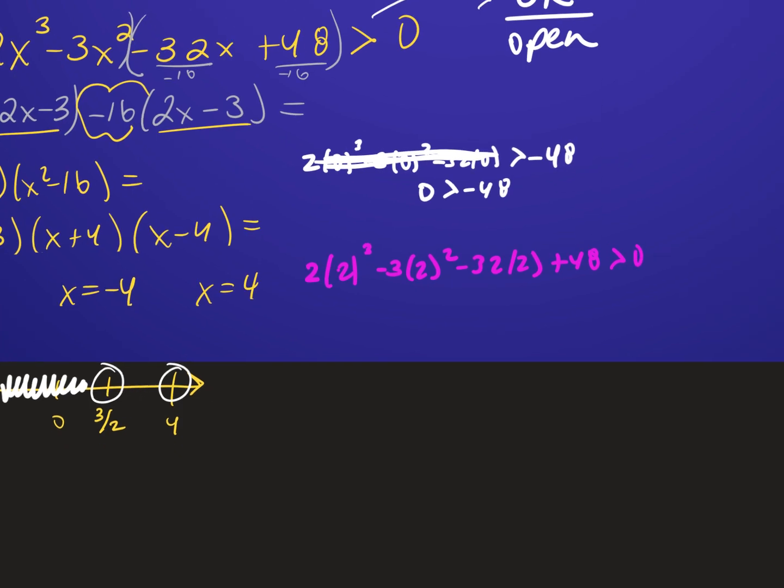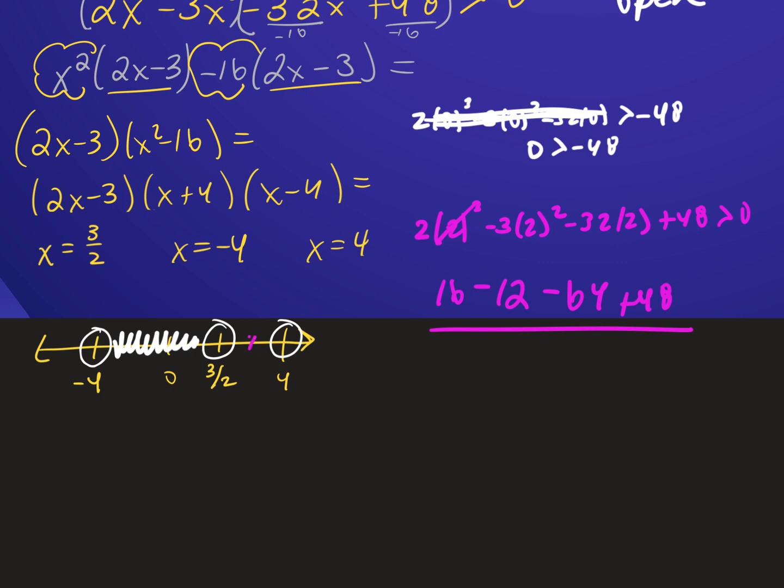Well, 2 cubed is 8, and 8 times 2 is 16. 2 squared is 4 times 3, yeah? What's negative 32 times 2? Negative 64. Is this going to be true? Is this value right here going to be bigger than 0? No, you guys can already see that. When I combine 16 minus 12 minus 64 plus 48, that's not going to work. So 2 is not part of my solution in that area. What about a number bigger than 4?